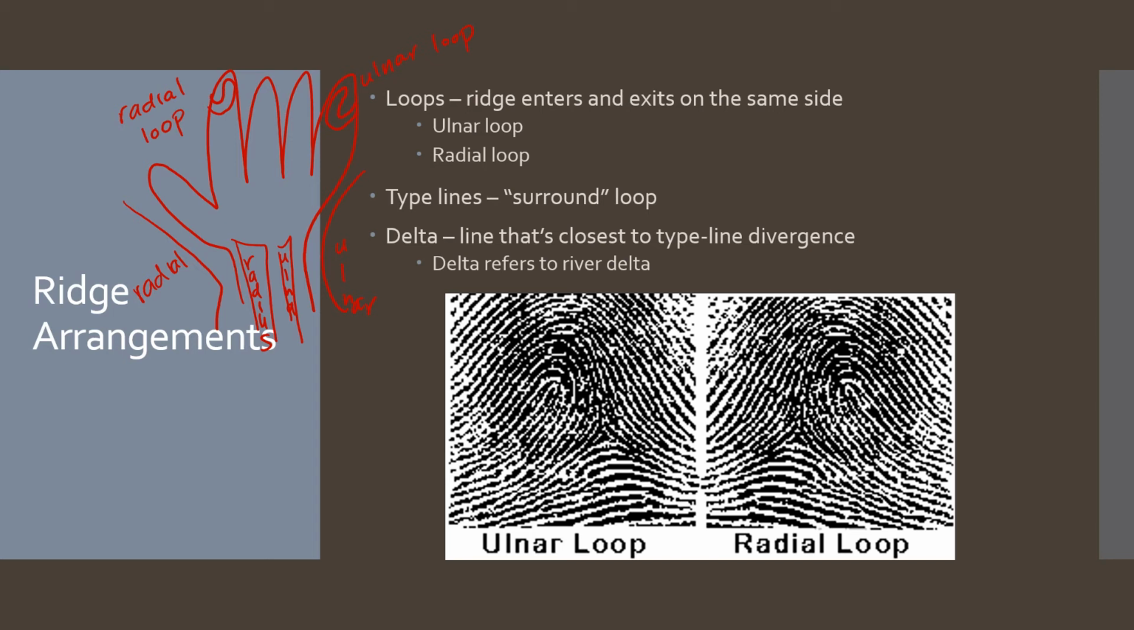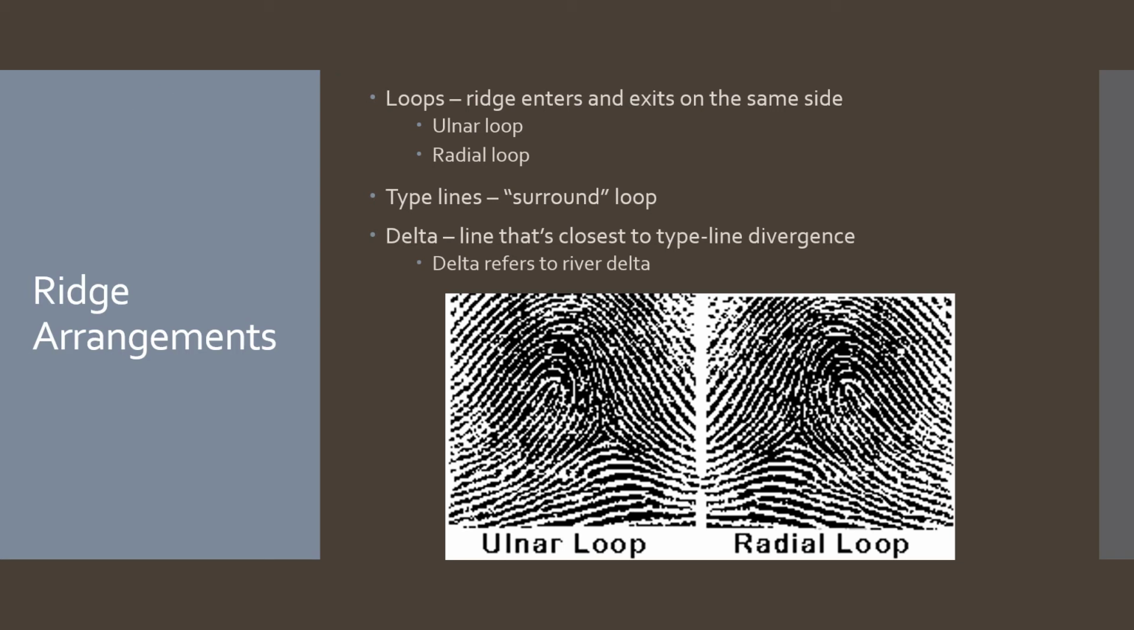The way I keep this straight is the thumb: you can turn your thumb around in a full circle. The thumb radiates around the radius. So the thumb side is the radial side. The minutiae and ridge characteristics that surround the central loop or whorl are called type lines. So all of these things are type lines. There's a delta, there are other little humps. And this delta refers to a river delta where you have a type line divergence. You go from being part of the loop to part of these more straight lines underneath the loop.